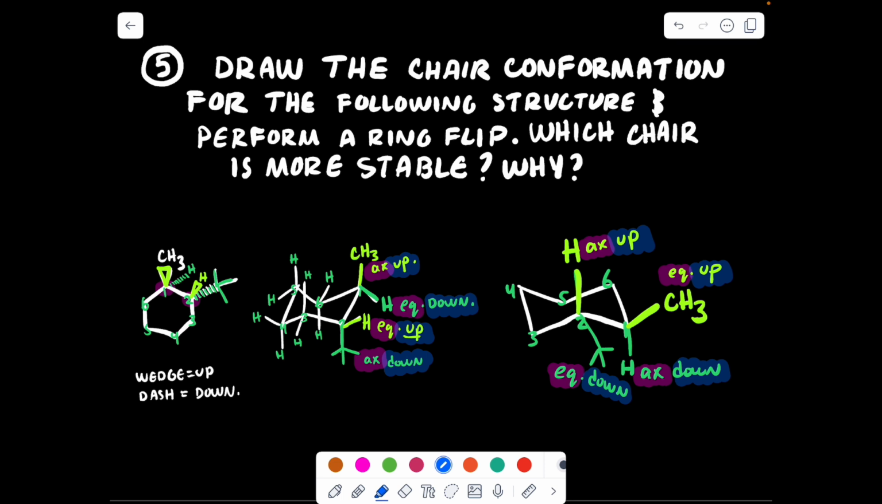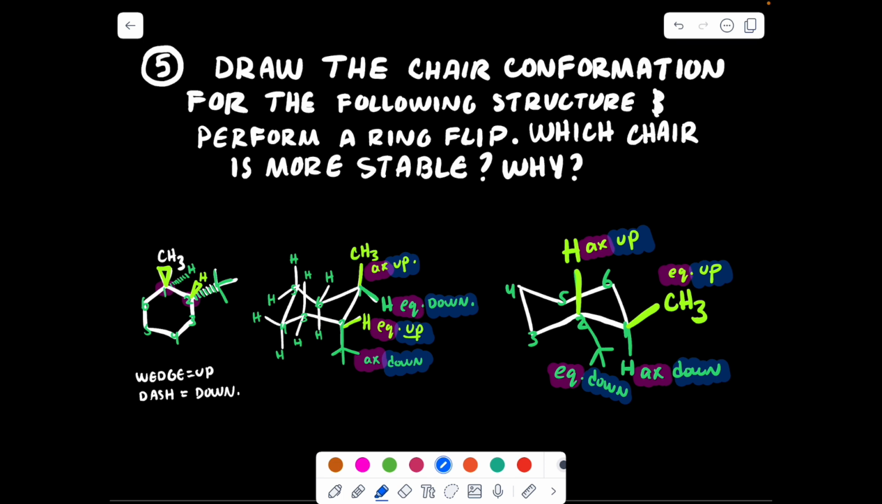I decided to not draw in the bonds on carbons number 3, 4, 5, and 6 just for simplicity, because all we really care about is what happens to those groups that are non-hydrogen. And here we see, when we're trying to say which chair is more stable, which chair has the bigger groups in the equatorial positions? The equatorial positions create more space. It decreases the steric hindrance.